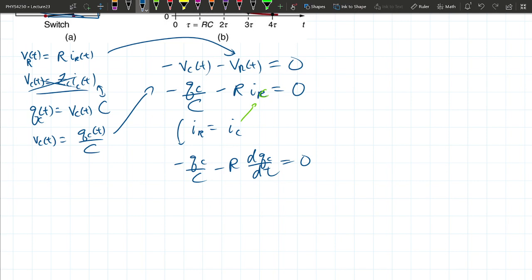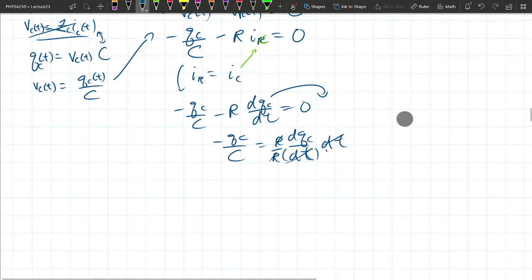Okay, so let's just do this. I'm going to put this stuff on the right-hand side: R dQC over dt. Multiply both sides by dt. Divide both sides by R, so these cancel each other out. I have to do the same thing on the other side. Multiply this side by dt. Divide by R. So that means negative q.